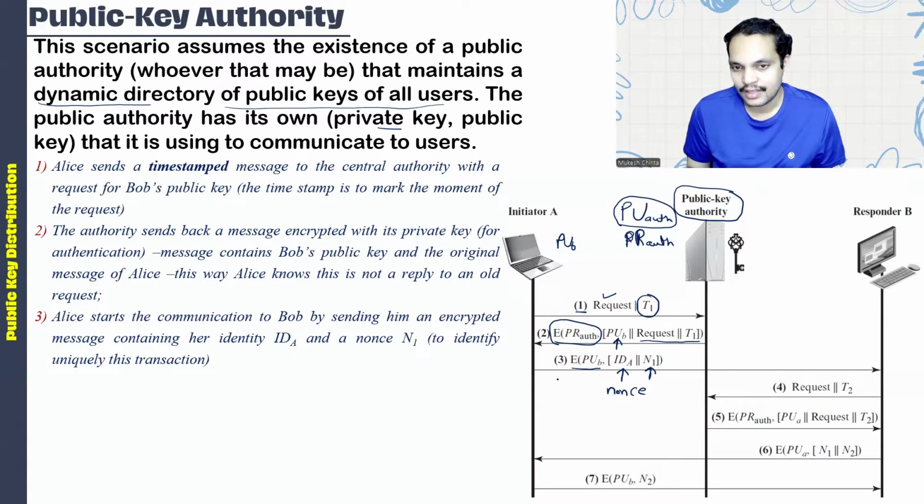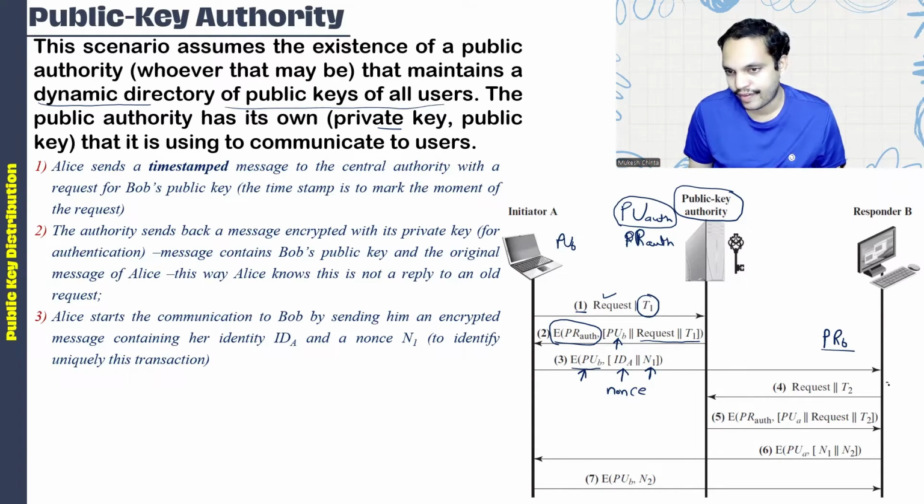Now here, the third message can only be read by B because it is encrypted by the public key of B. It can only be decrypted by the private key of B, isn't it? So upon receiving the message from A, B also should find out the public key of A.